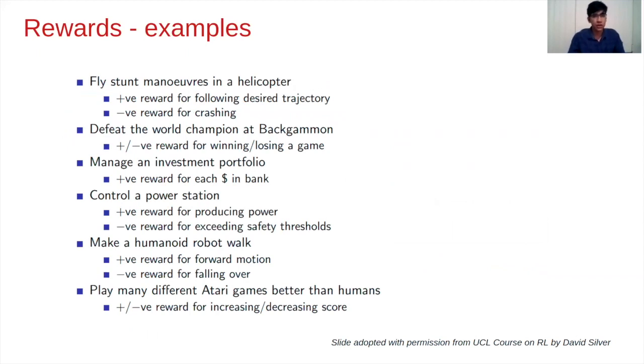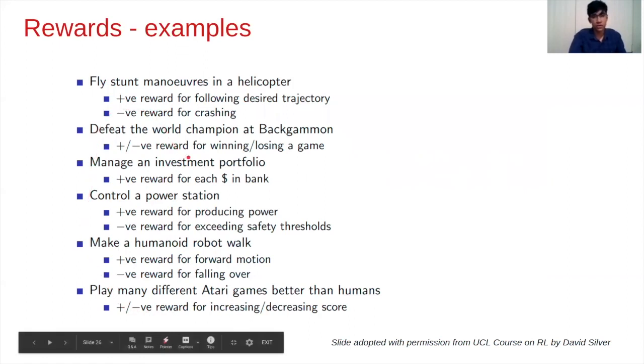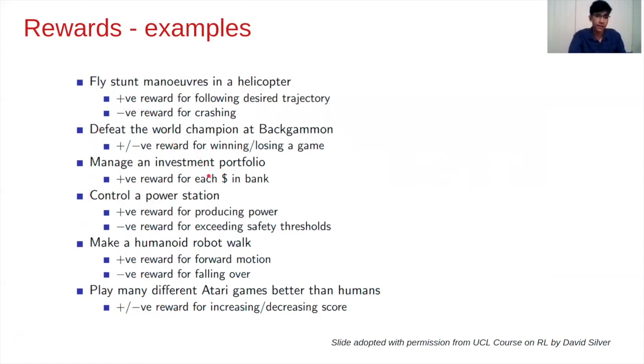Let's look at some examples of what rewards might look like. Say you have a helicopter, and you want it to perform some stunts. What reward would you give the helicopter? If it follows the right trajectory that you want it to follow, you give it positive reward. And if it crashes, which is a bad thing, the helicopter should not crash, you give it negative reward. In a game, positive reward for winning, negative for losing. If you are trying to invest money, you get positive reward for making more money, negative reward for losing money. So in many cases, it's really easy to define a reward structure that defines your problem. If you are achieving what you want to achieve, it's positive reward, else it's negative reward.